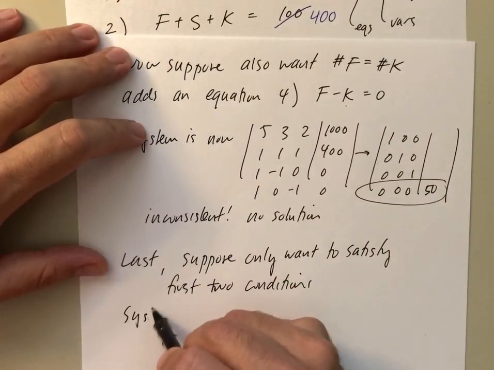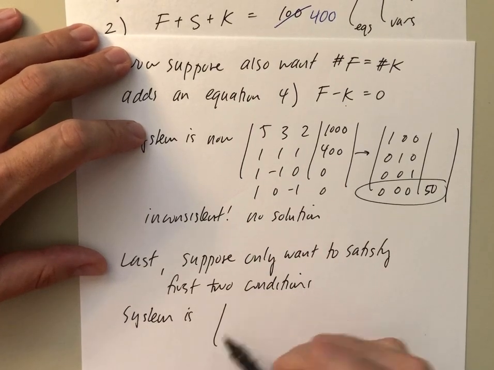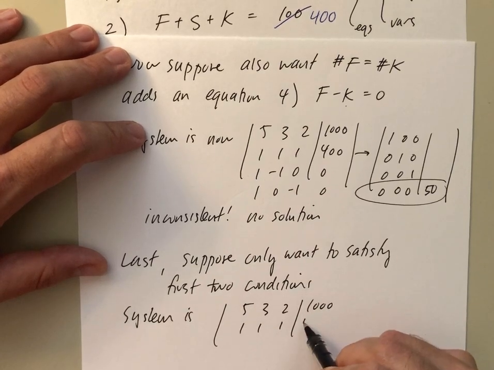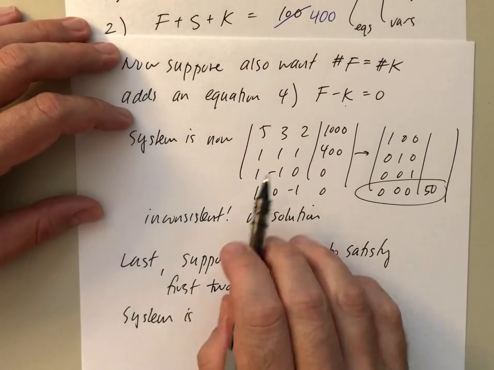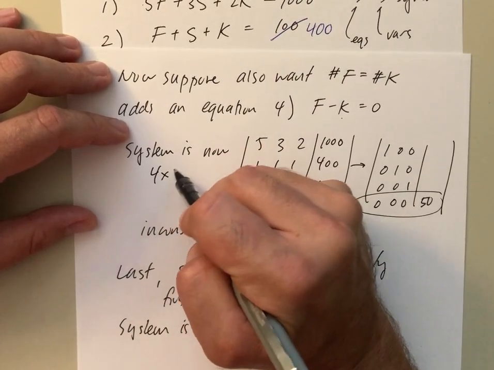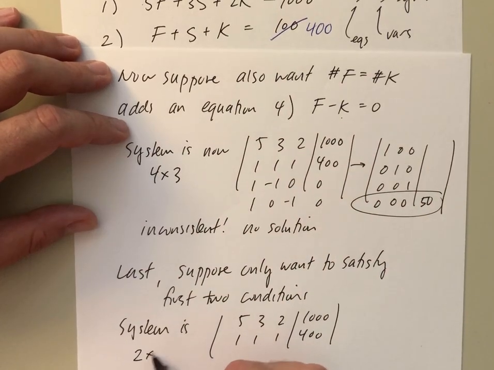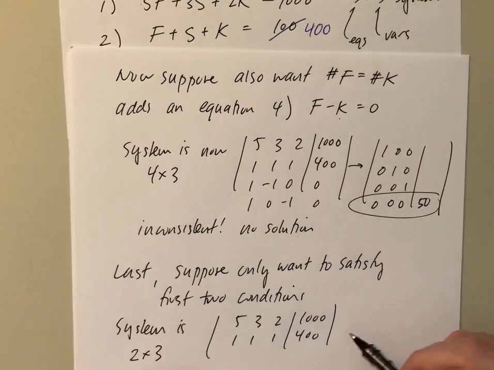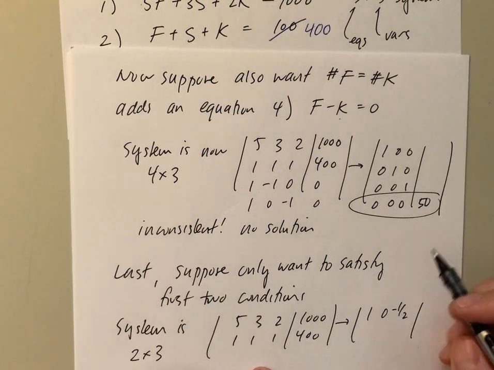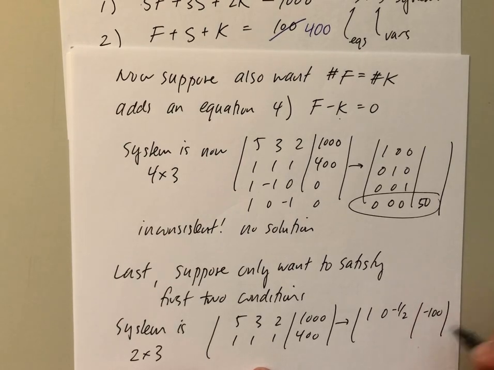Well, now the system is 2 by 3 because I have 5, 3, 2, 1,000, and just 1, 1, 1, 400. And that's it, right? So the system before was this overdetermined system where it's 4 by 3. This system is now underdetermined as 2 by 3. Let me press my magic row reduction. What I get here is 1, 0, minus a half augmented with minus 100. This is 0, 1, 3 halves augmented with 500, if I did it right.